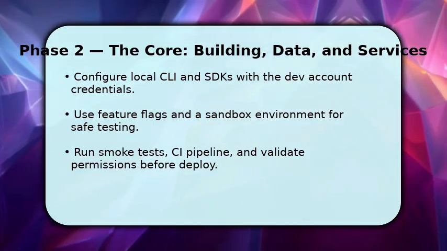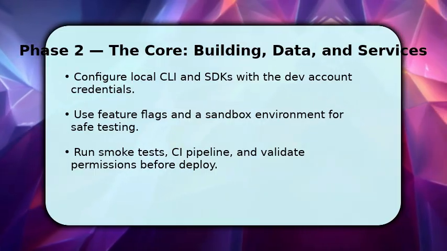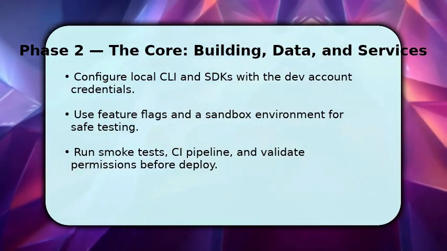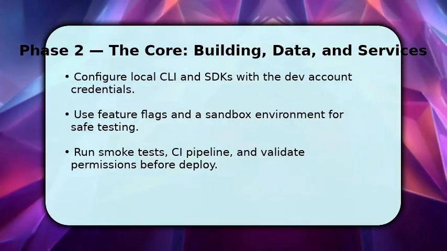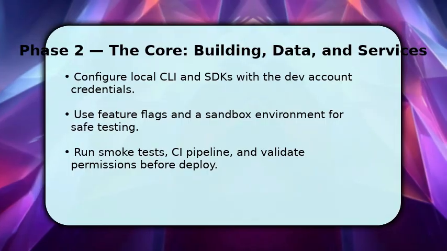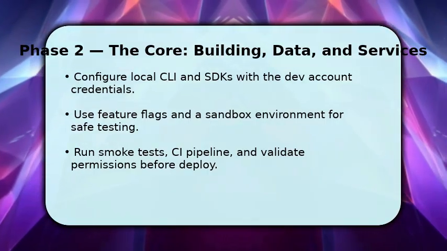Run smoke tests locally, then push to CI to validate pipelines and permissions. If an operation fails, check IAM policies and token scopes. Fixing those avoids repeated failures and keeps the pipeline moving toward deployment.